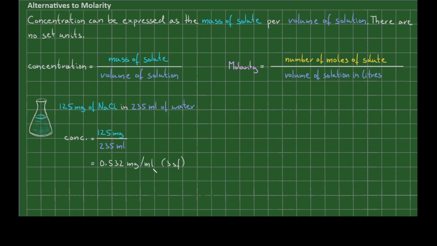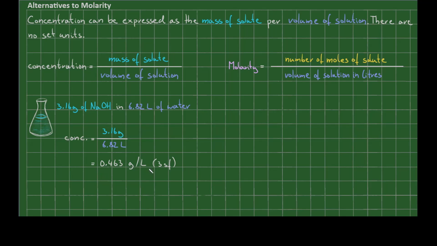In a similar fashion, if I was to dissolve 3.16 grams of sodium hydroxide in 6.82 liters of water, my calculation would be 3.16 divided by 6.82, and that would give me 0.463 grams per liter when rounded to three significant figures. My units were dependent on what was given to me initially.